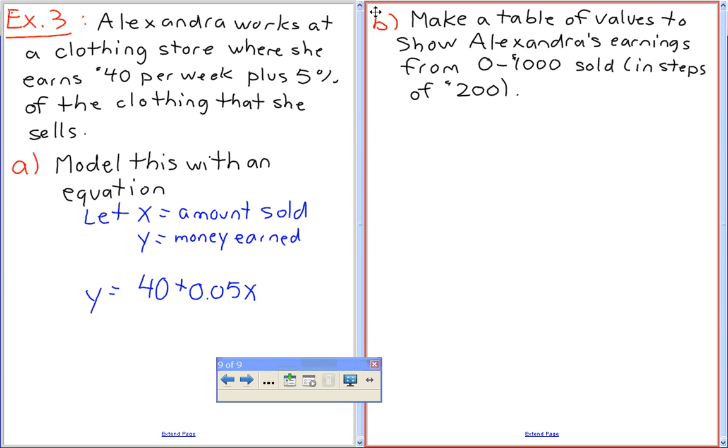Before I continue, there's one confusing bit of terminology here. It says in steps of 200. I will use that terminology. Can somebody be brave and guess what that means? Tori, go ahead. 200, 400, 600, 800. Okay, so that's what your X value should be: 0, 200, 400, 600, 800, 1,000.